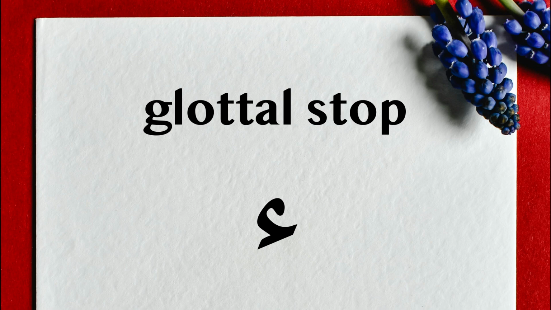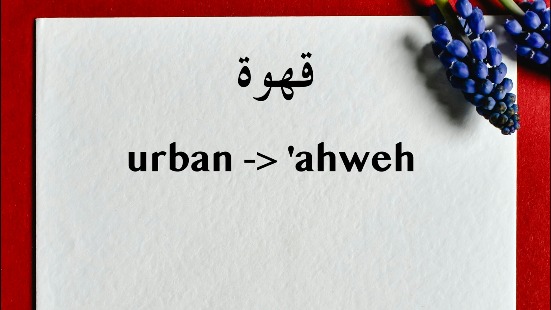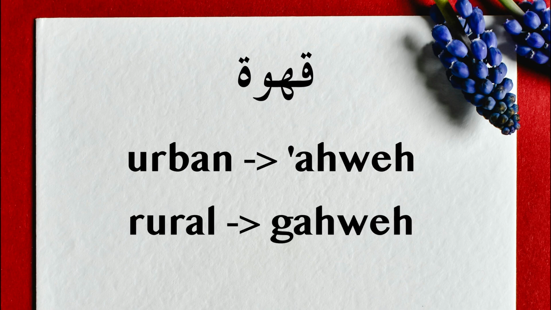as a glottal stop. Let's take the word for coffee, which is qahwa. In these urban Levant areas, it would be pronounced ehwe, whereas in rural and Bedouin areas of the Levant, it's often pronounced with a G, so it would be pronounced gehwe.